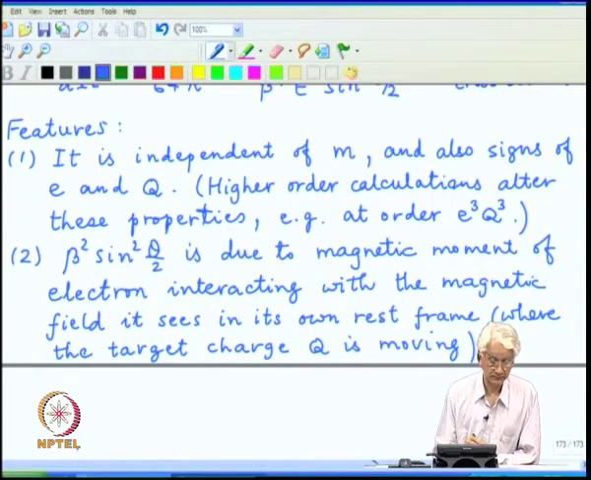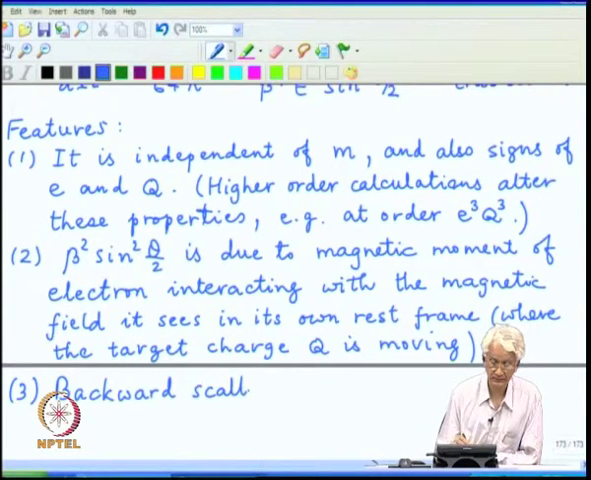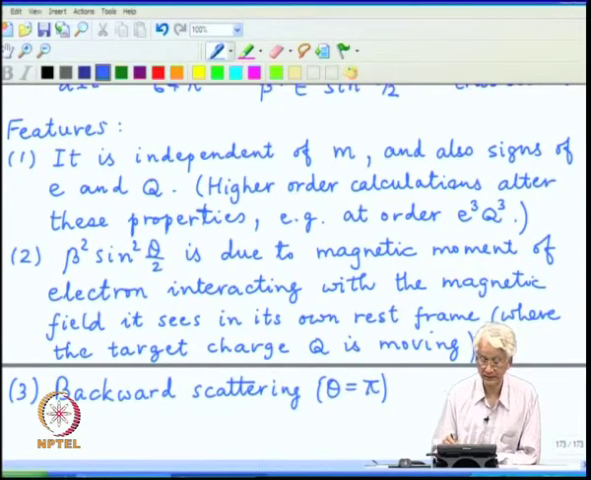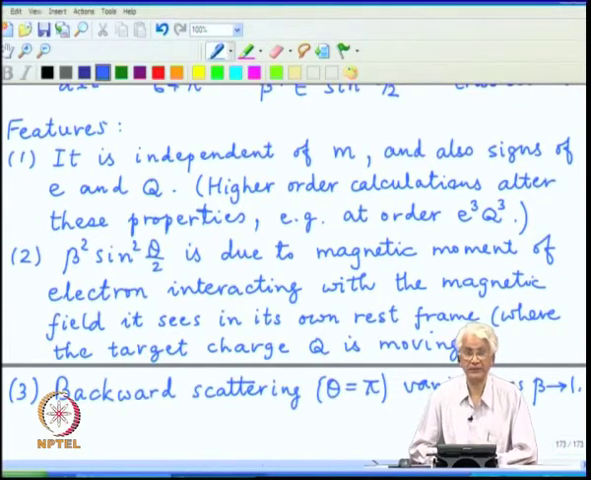The third feature is that the backward scattering, which means theta equal to pi, vanishes as beta approaches 1. This overall factor, 1 minus beta squared sin squared theta by 2, just becomes 0.